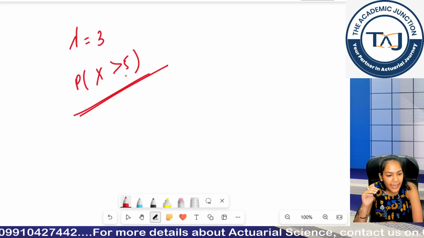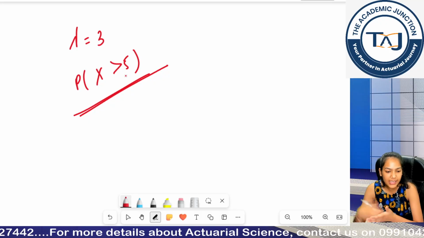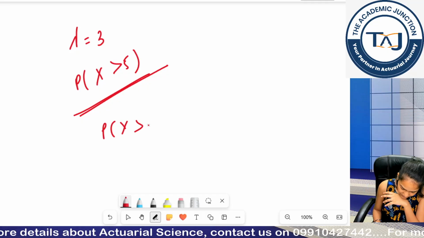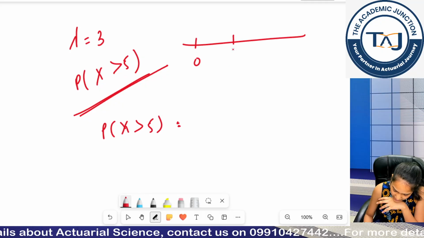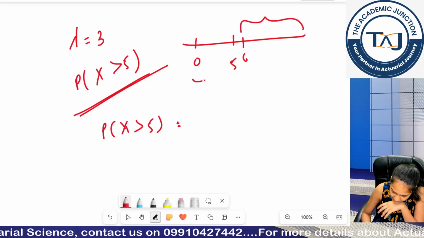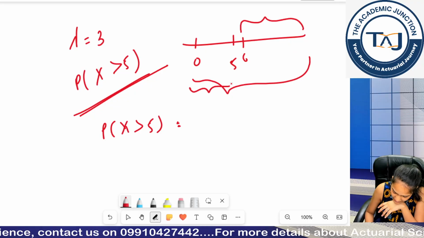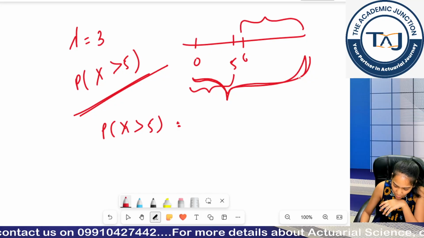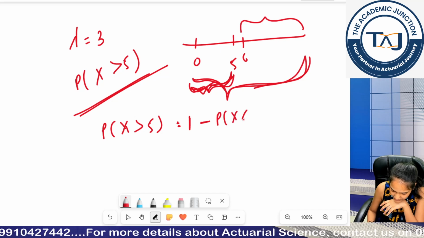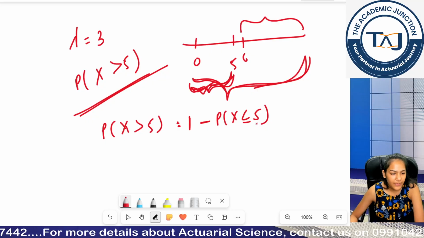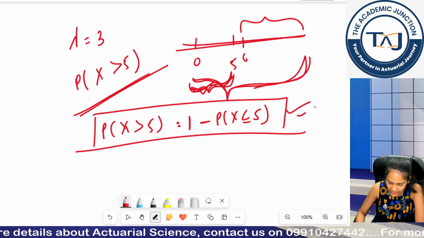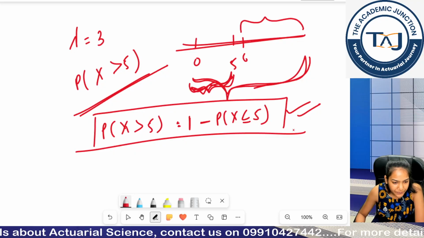It would not be feasible to calculate the values at 6, at 7, at 8, at the rest of the values. I can say this is my 0, this is my 5, this is my 6. If I want the values from this, I can take the whole values and subtract these values. The sum of all values is 1, and I subtract the values till here, where x is less than or equal to 5. Is this logic clear? I have also told you through this diagram, and this is the basic concept of probability.